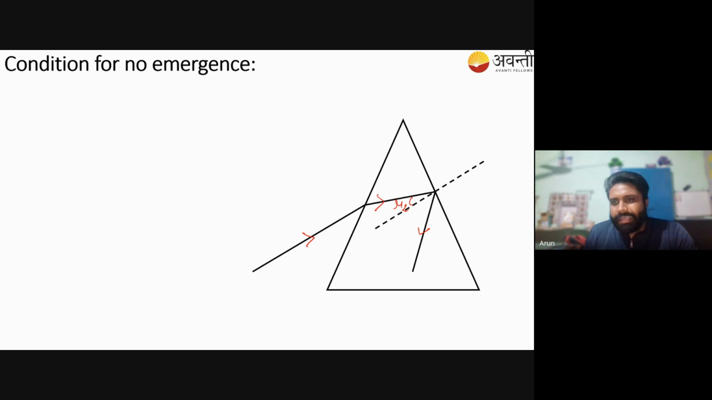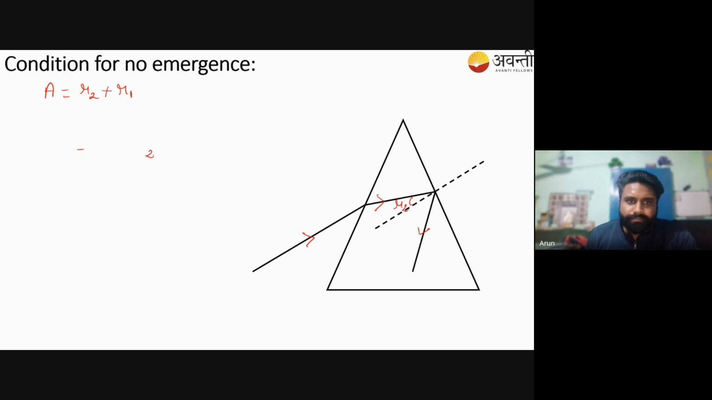Okay, here TIR is happening, so this ray is not going to graze the boundary or go outside the boundary, it is getting reflected. So what do we have? We have A is equal to R2 plus R1. For R2 you can say it is nothing but A minus R1, or for R1 also you can say A minus R2.